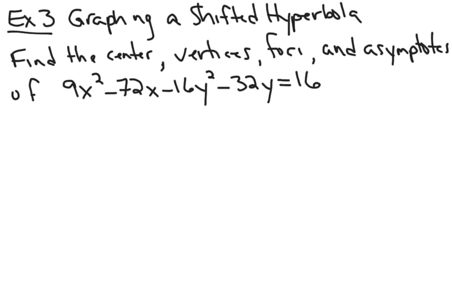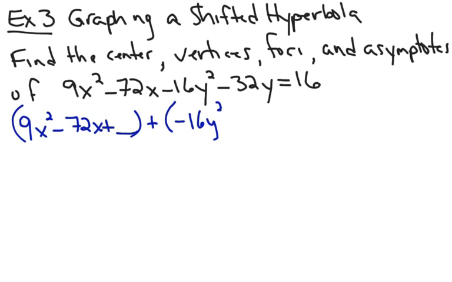Okay, in order to do this, we're going to have to go through that process of completing the square. Always put the x's together first. Always start with a plus sign between the x parentheses and the y parentheses. It may change to a negative later, but always start with a positive. Then in the y parentheses is -16y squared - 32y plus blank, and that's going to equal 16 plus blank plus blank.